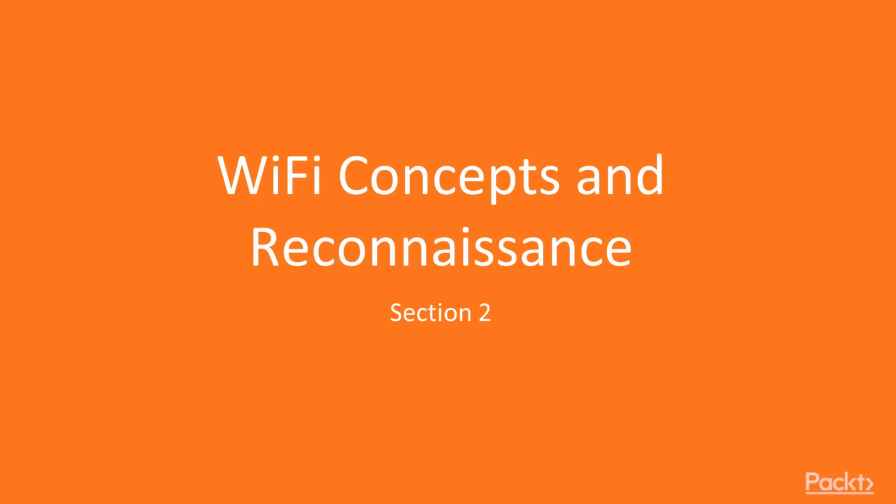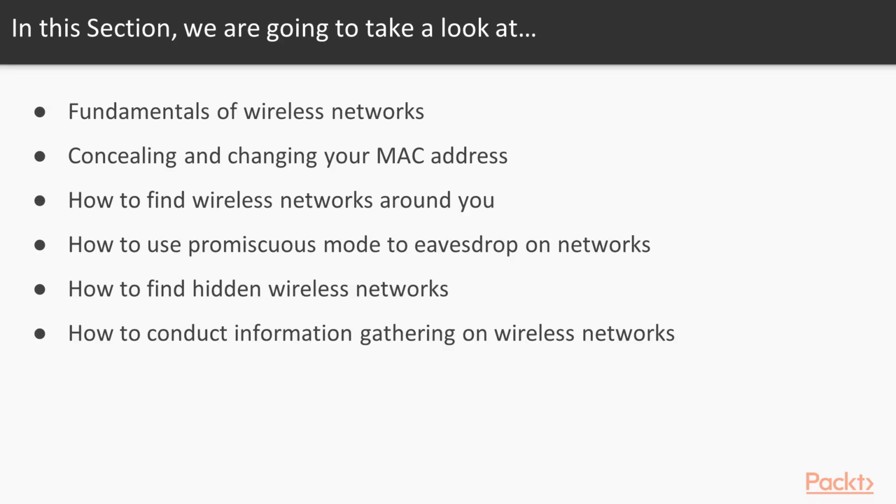Welcome to Wi-Fi Concepts and Reconnaissance, Section 2. In this section, we're going to talk about the fundamentals of wireless networks. We're going to talk about how you can conceal and change your MAC address to hide better once you get on those networks. We're going to talk about how to find wireless networks that are around you in plain sight and how to use promiscuous mode to eavesdrop on those networks.